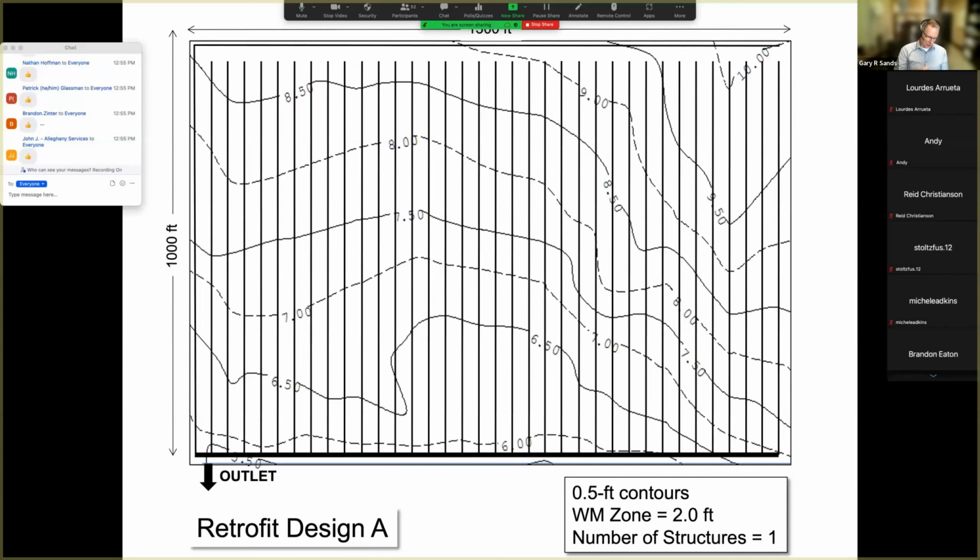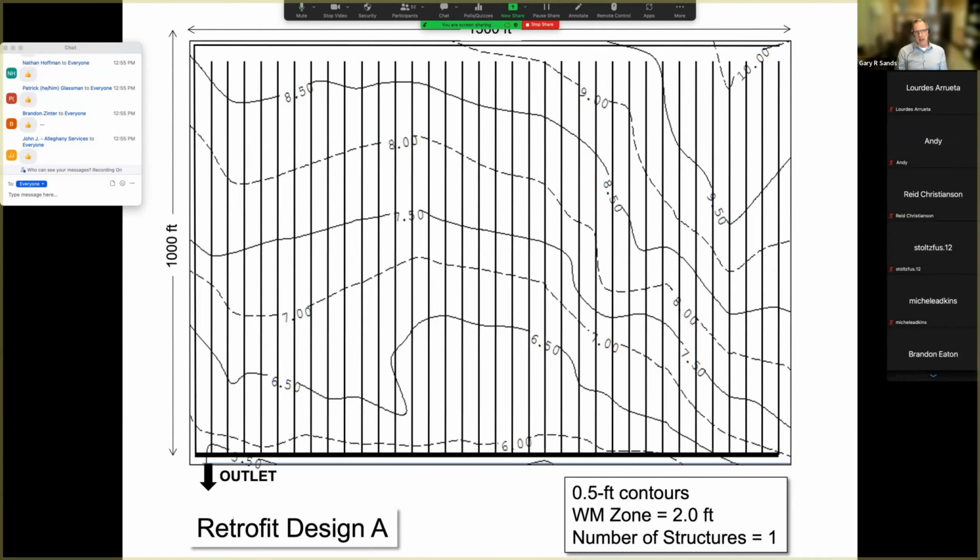And so our main goes along the bottom of the field here. And our structure has got to be somewhere on this main. We've seen before that we don't gain much advantage by putting a structure on a lateral somewhere. So our structure is going to be somewhere on the main. And then we're going to look up above that elevation to try to get our 2-foot water management zone.